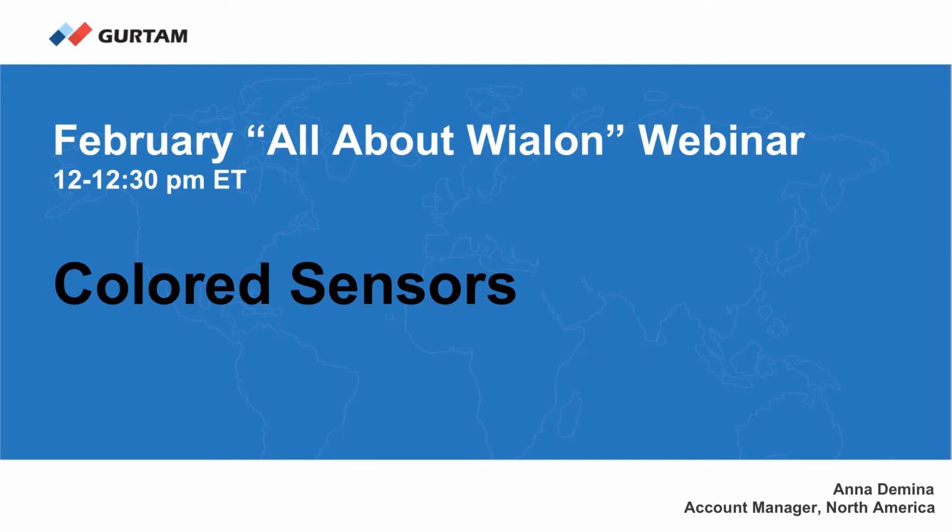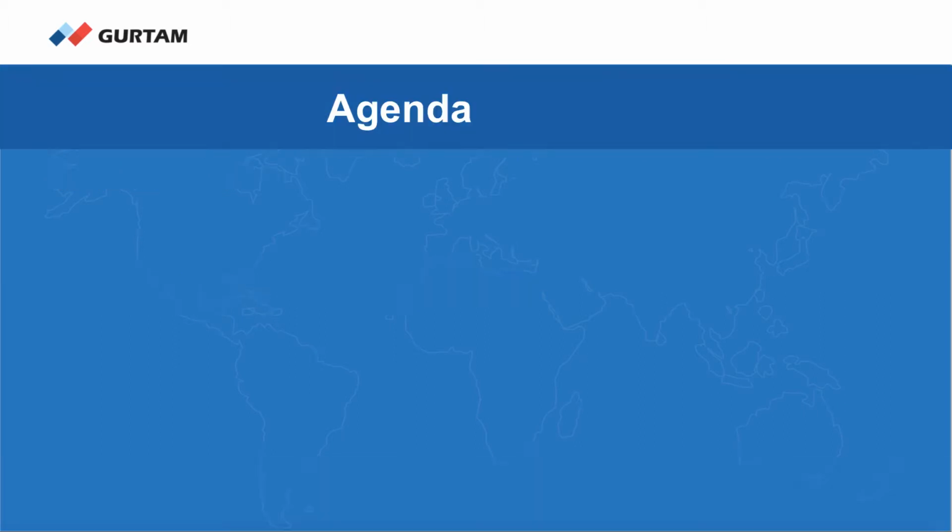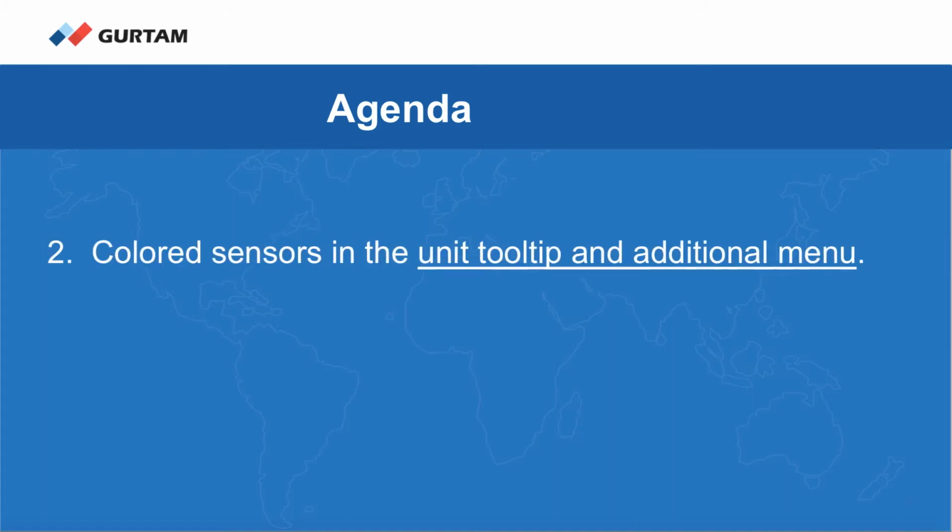So let's start. Let's look at our agenda. We have a lot of questions we'd like to answer today. The first question would be how to color your sensors. And of course, we'll talk about why you would ever need to color your sensors, about the value to your business. Then we'll see where exactly you can apply the colored sensors.